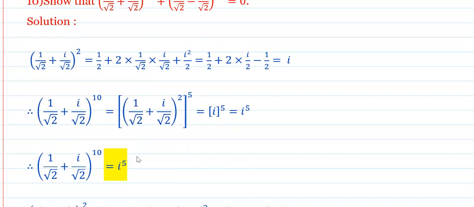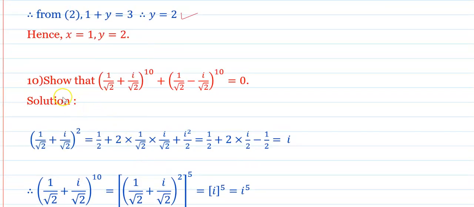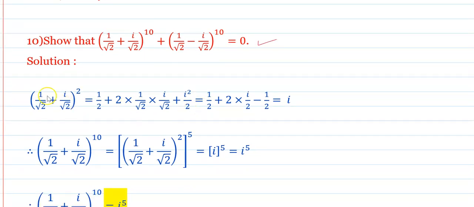Okay. Now the next question, question number 10. Show that in bracket 1 upon root 2 plus i upon root 2 bracket to the power 10 plus 1 by root 2 minus i upon root 2 bracket to the power 10 is equal to 0. Okay. 1 by root 2 plus i by root 2 bracket square.